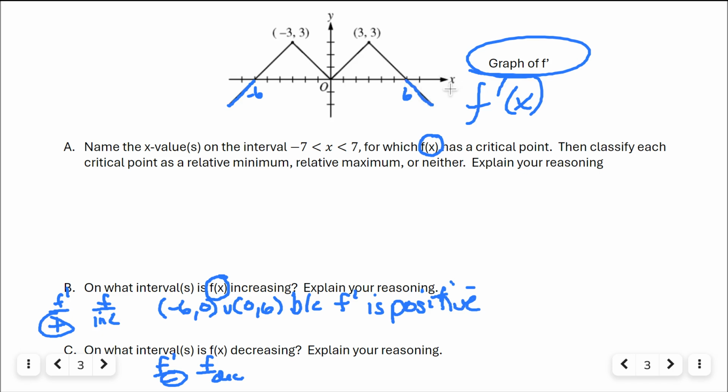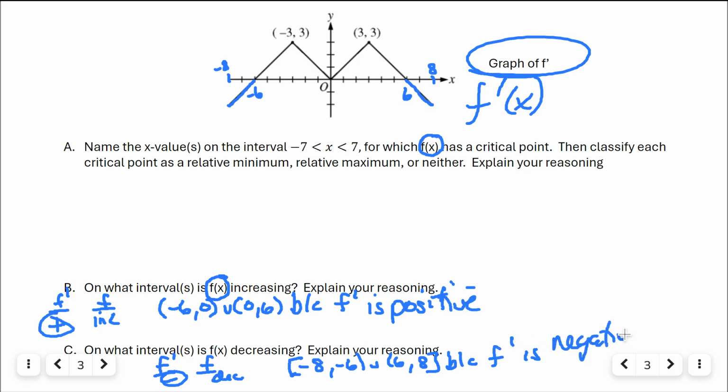We're only working on -7 to 7, but I'm going to call this 8, and we'll say this is -8 because it's a little further out. So where is f prime negative? It's negative from -8 to -6 in the union with 6 to 8. Again, I'm counting the 8 and the -8 because f prime is negative there. Reason? Because f prime is negative.